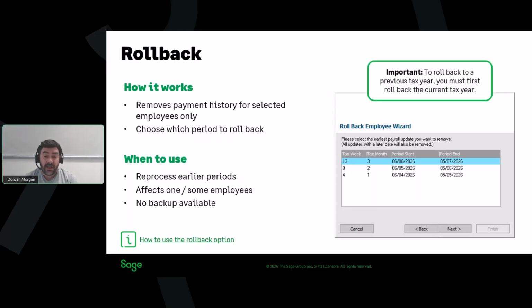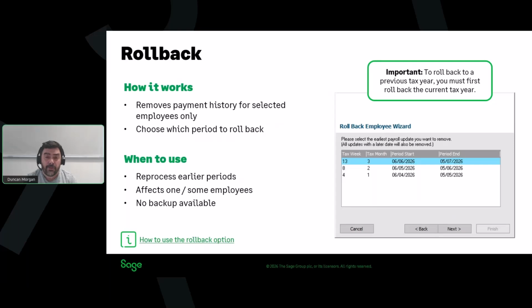Now, something to keep in mind is that if you do need to roll back to a date in a previous tax year, you will need to do the rollback in stages. So you would first roll back the earliest period in the current tax year. You would then set your process date back into the previous tax year, and you would do another rollback to go back to the original pay date you need to start again from. And we'll give you a demo of that scenario towards the end of this webinar.